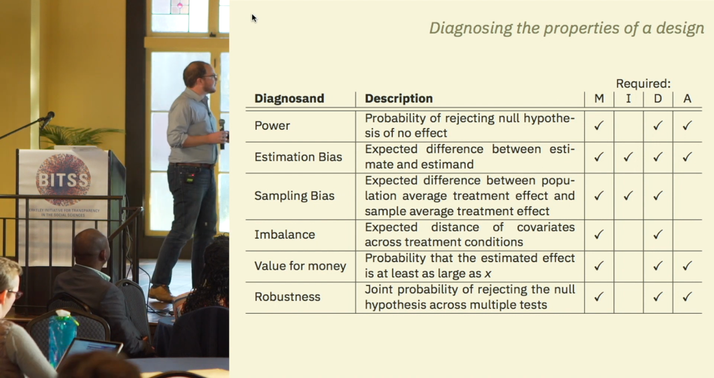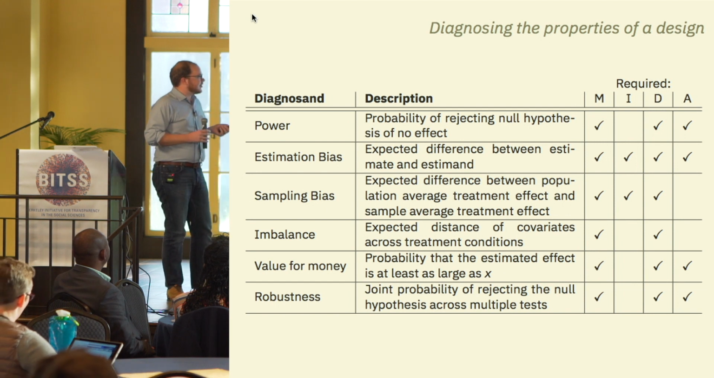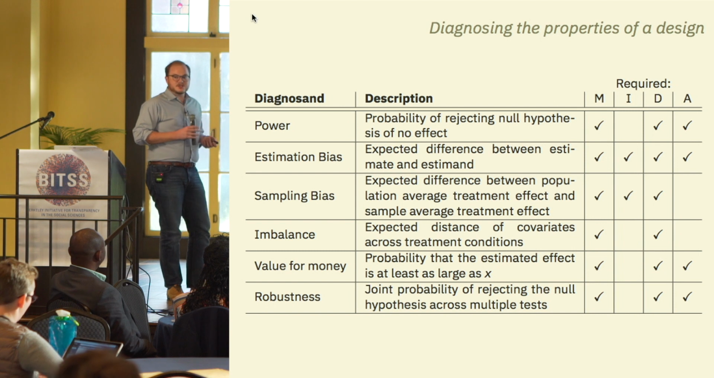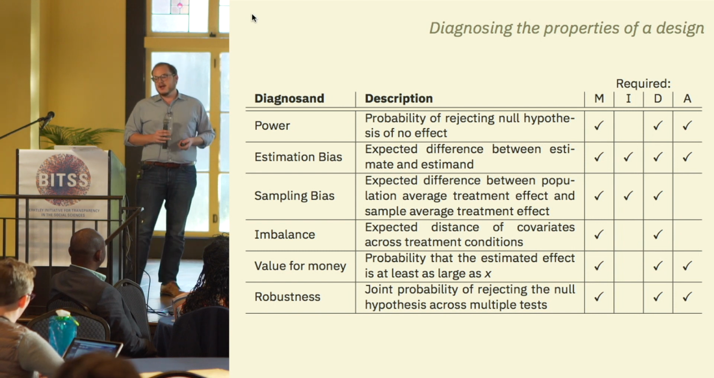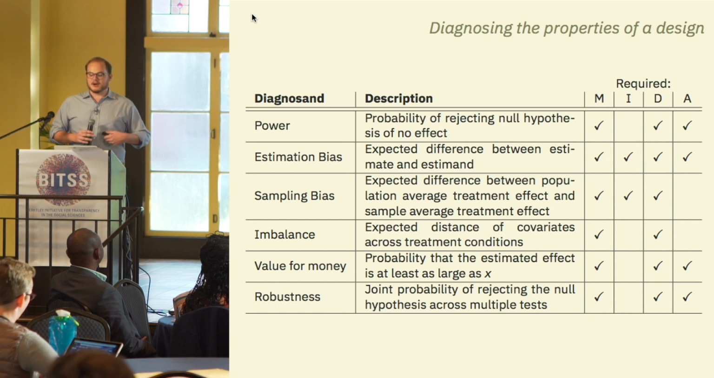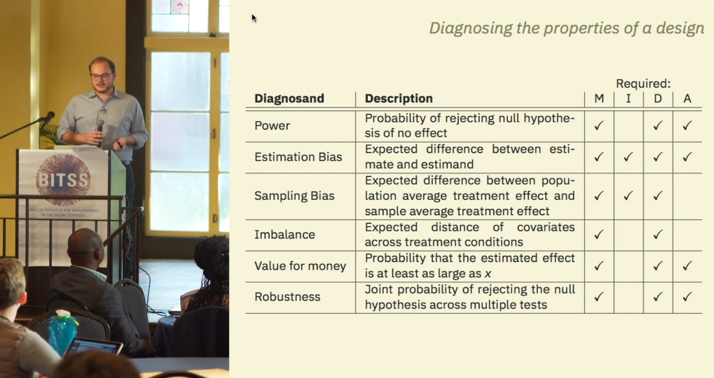So if you're interested in the power of the design, you're going to have to write down the model of the design, including the potential outcomes. You're going to have to write down your data strategy, how you're assigning treatment, and you're going to have to write down your answer strategy. So how are you taking the data and turning it into an answer?